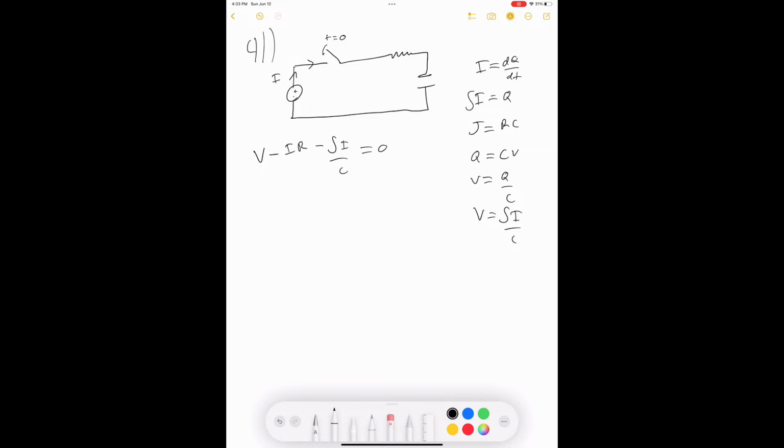We also know that that current is equal to the derivative of charge with respect to time, so the integral of current is going to be Q.